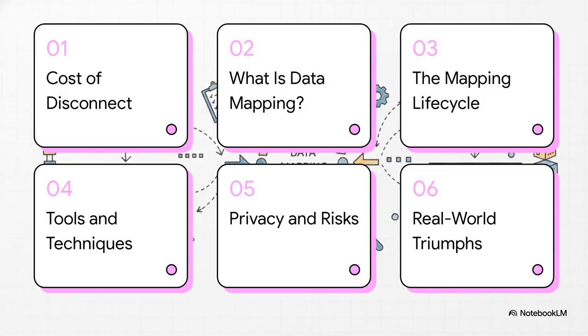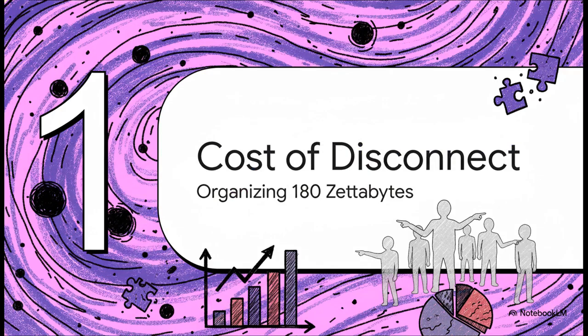So here is our explainer roadmap for today. We'll guide you step by step, starting from the cost of disconnected data to defining what data mapping actually is, walking through the mapping lifecycle, looking at tools and techniques, diving into the serious privacy and compliance risks, and finally looking at some real-world data triumphs. Okay, let's jump straight into section 1, the cost of disconnected data, and why 180 zettabytes desperately need organization.